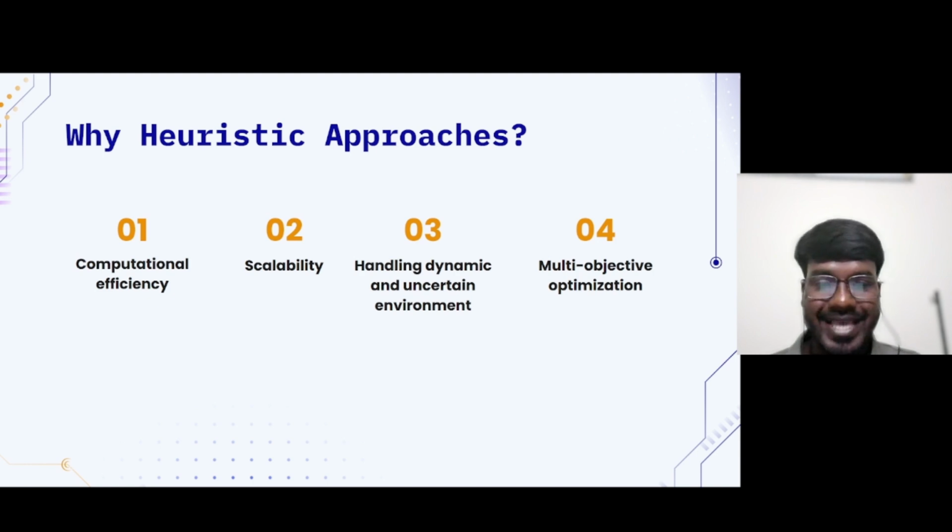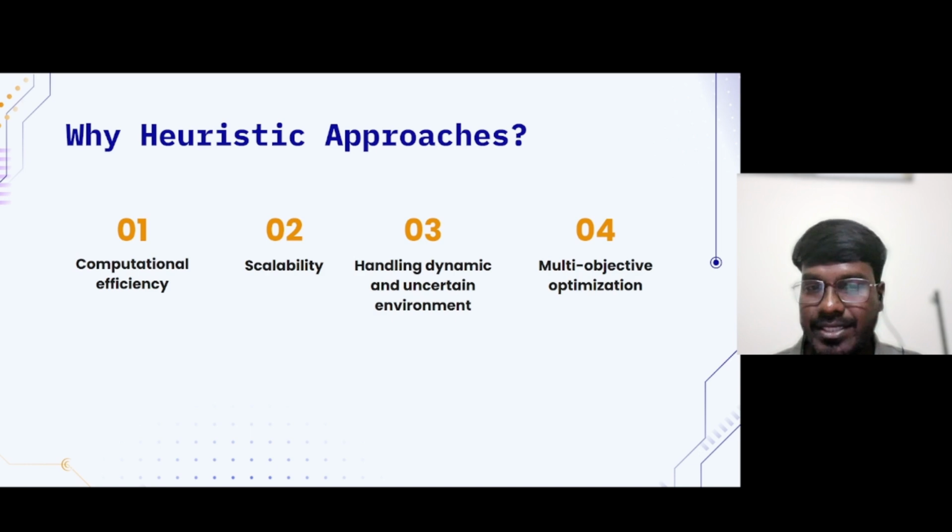Our third point is handling dynamic and uncertain environments. What I see in real time, there are many real time obstacles we have, like wind disturbance and changing mission objectives. There may be some weather conditions included also. So classical approaches struggle to adapt in real time, whereas heuristic methods can quickly adjust to such kinds of conditions.